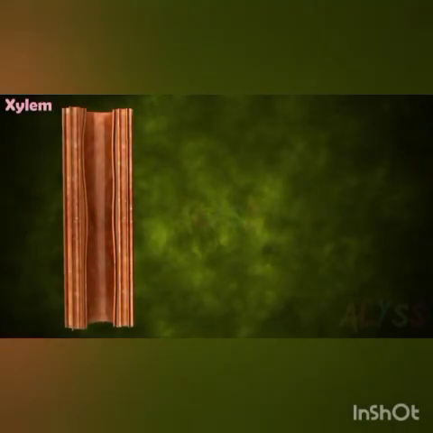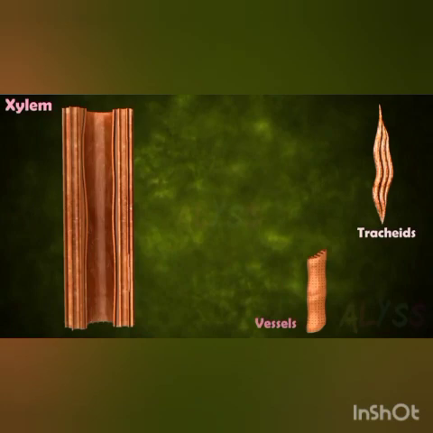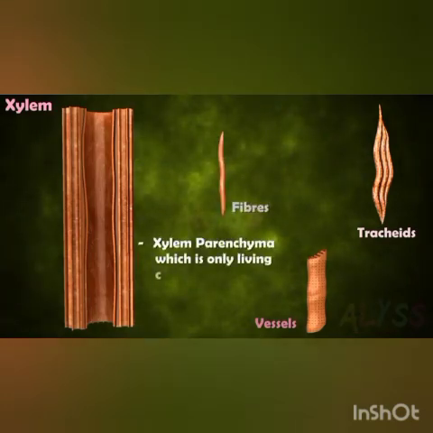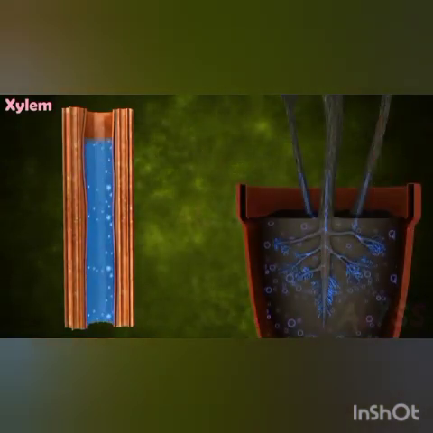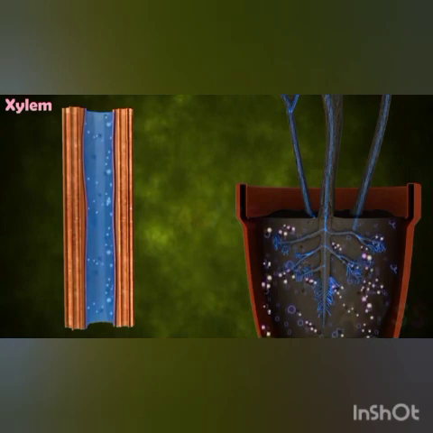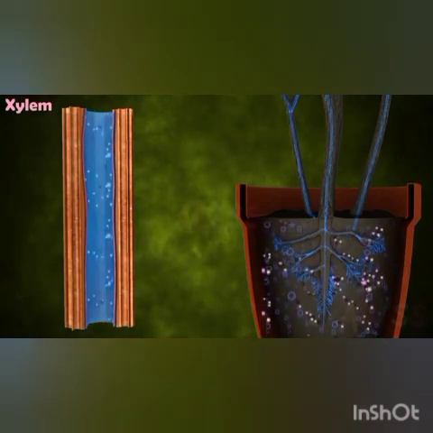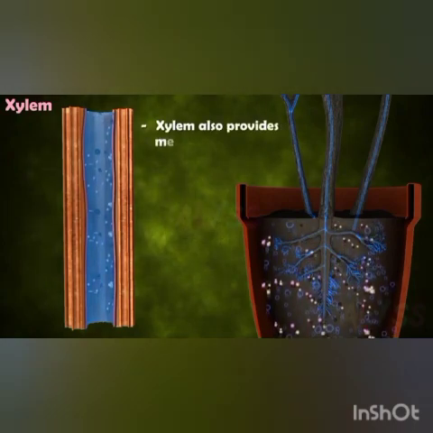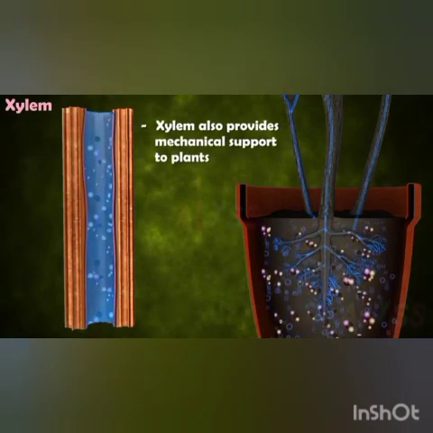Xylem is made up of mostly dead cells, which are tracheids, vessels, fibers, and xylem parenchyma, which is the only living cell type. Xylem's main function is to distribute water and minerals from the roots upward to the parts of plants. Other than this, xylem also provides mechanical support to plants.